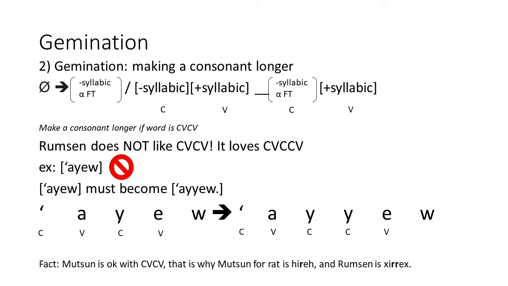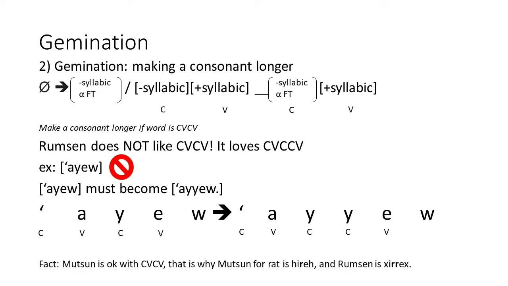So that's why before, when we did metathesis, we switched the W and the E. It becomes ayyew. Now the thing is, you will never see this word pop up in Rumsen because Rumsen, again, does not like this form. So what happens? You make the middle consonant double. You make the Y double. So I wrote out here what the word turns into. So as we can see, ayyew.